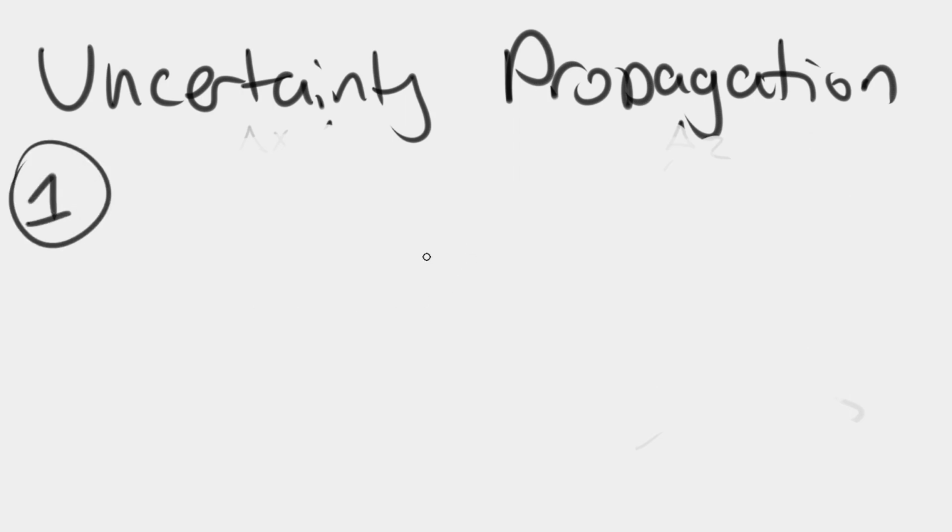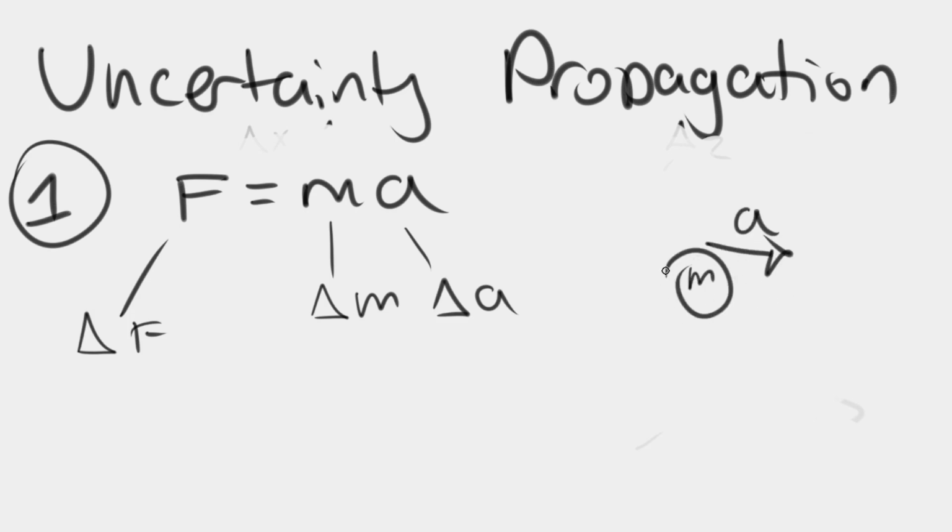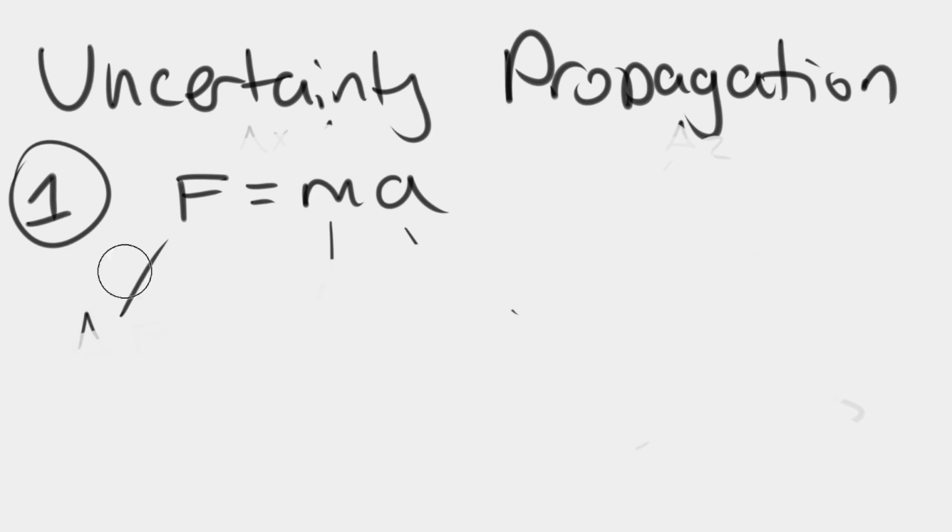For our first problem, we're going to find the uncertainty of a force. So we're going to have F equals ma. We're going to try to find the uncertainty of F if we know the uncertainty of the mass and the uncertainty of the acceleration. So let's say we have a particular experiment where we have, let's say, a ball with a certain mass m, and we measure its acceleration. We want to find the force of it, and therefore the uncertainty of the force.